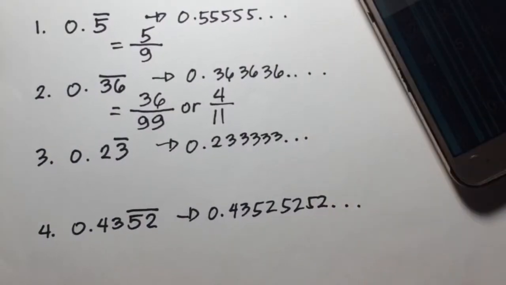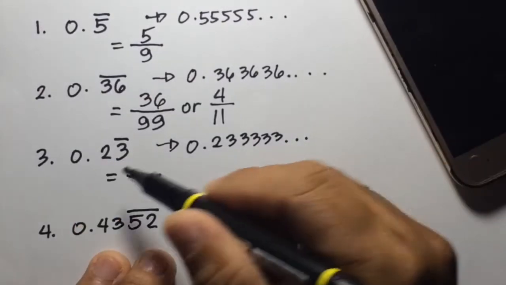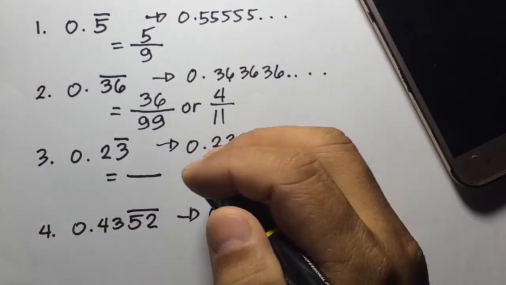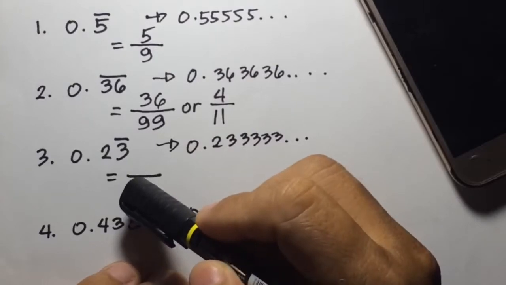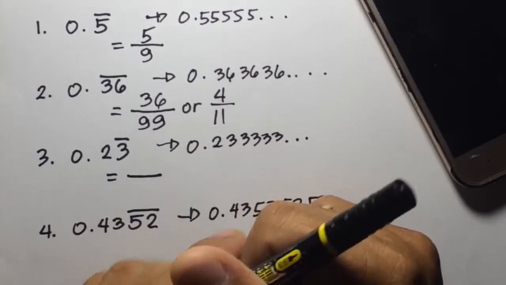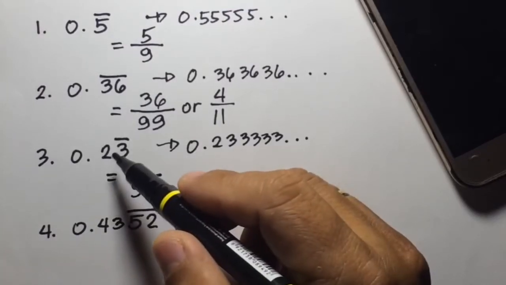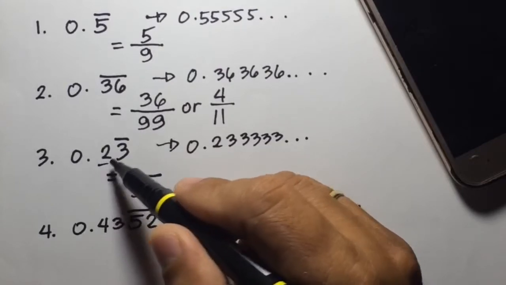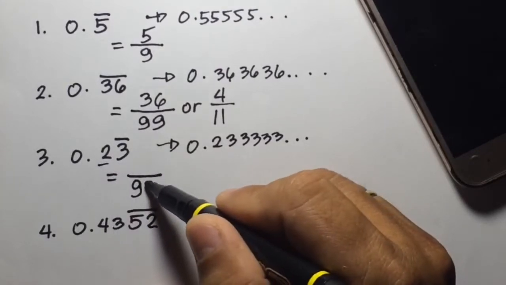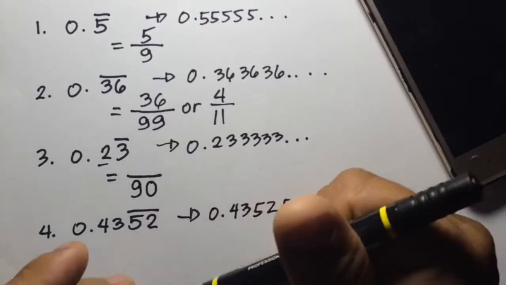Number 3, 0.23 with a bar on top of the 3 only. We're going to put a division bar. Then we're going to count the number being repeated. The number being repeated here is 3, only 1, so we're going to write one 9. And in here we have a 2, but it is not repeated, so what we're going to do is add a 0 after the 9. One 0 after the 9.